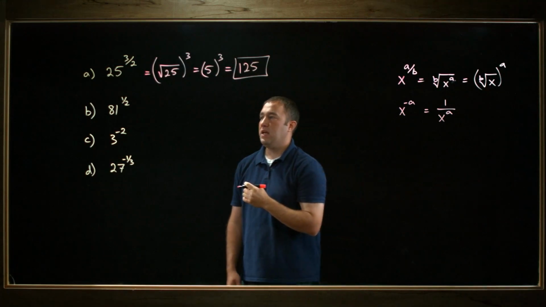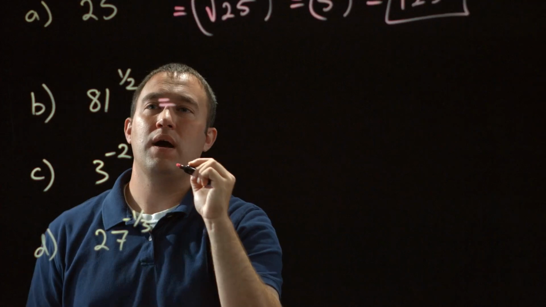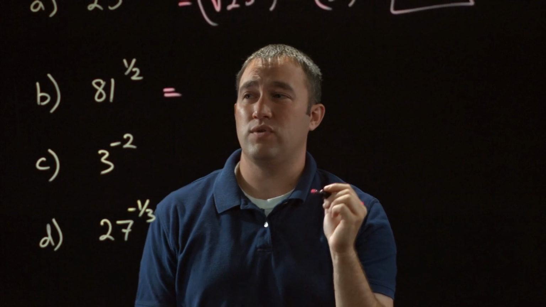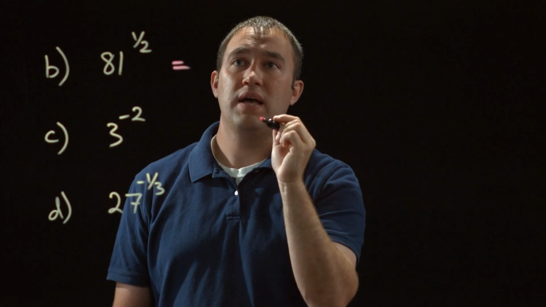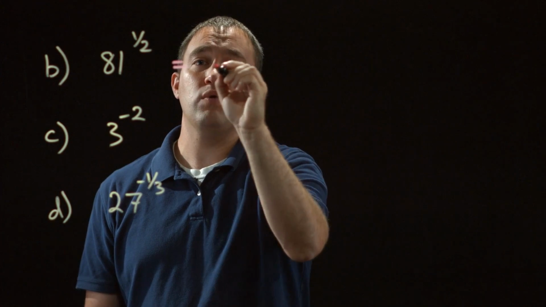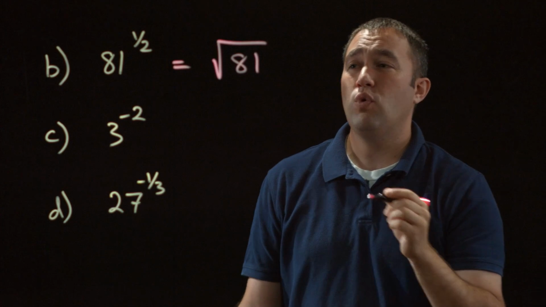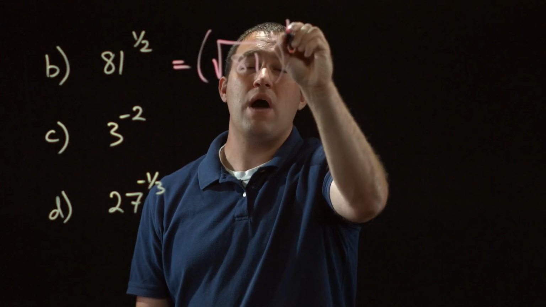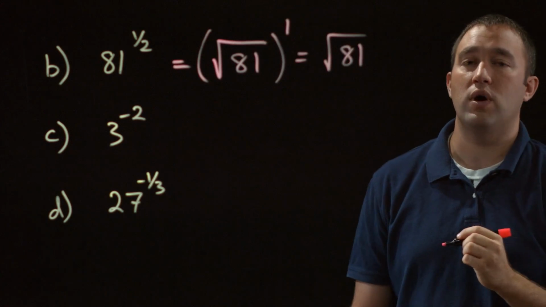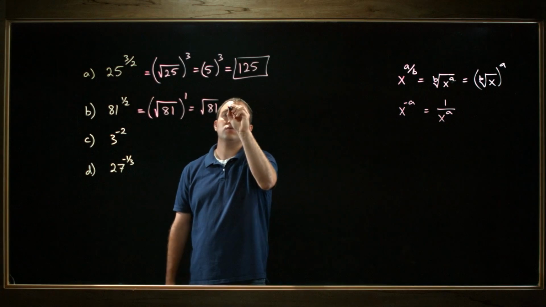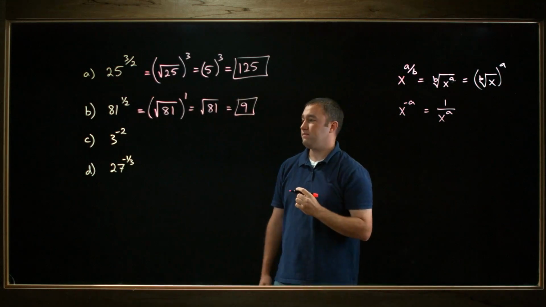Let's practice again. 81 to the 1/2. Well, anything raised to the 1 power is just itself, so I can kind of ignore that. But the 2 in the denominator, I'm going to have to be concerned about that. So another way to rewrite this is the square root of 81. If you really wanted to, you could raise this to the 1 power, but that's not really necessary. You can just rewrite it as the square root of 81. 81 is a perfect square. Its square root is 9. So that one wasn't so bad.